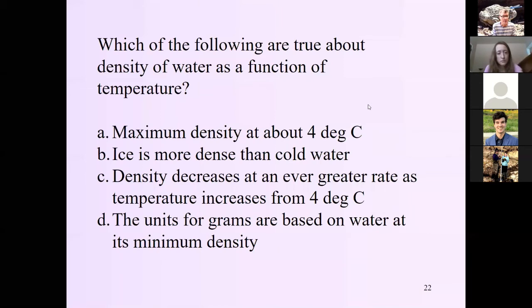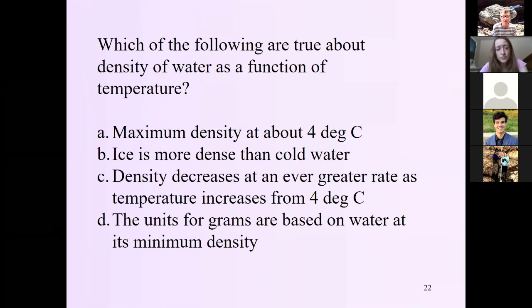All right, so now everybody's had a chance to answer in the chat. The first one, maximum density of water is at about 4 degrees C. That's true. Ice is more dense than cold water? No, it's less dense. It floats. Density decreases at an ever greater rate as temperature increases from 4 degrees C. That's also correct, and that was the graph where I had the two lines as it went up. The units of a gram are based on water at its minimum density. No, it's based on water at its maximum density. So that D is incorrect.